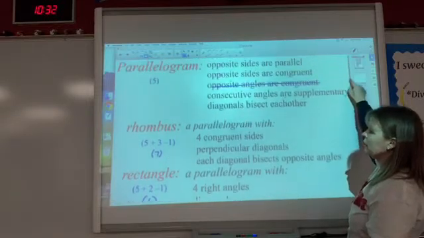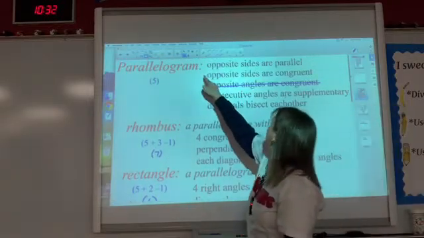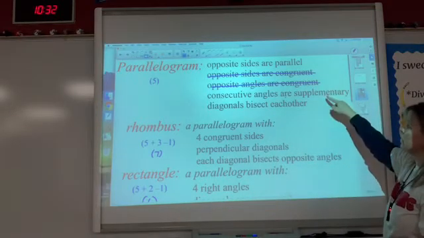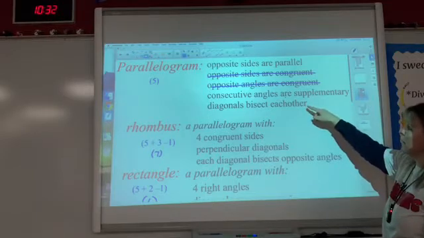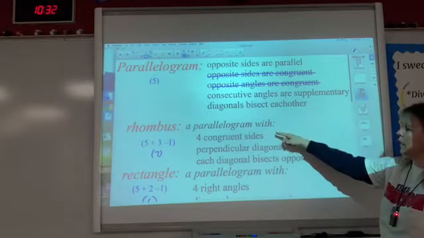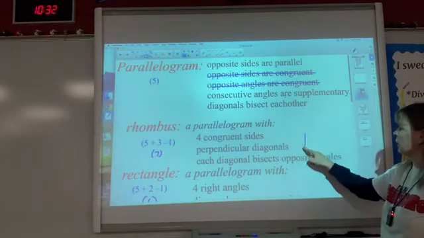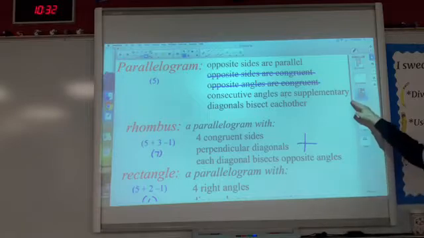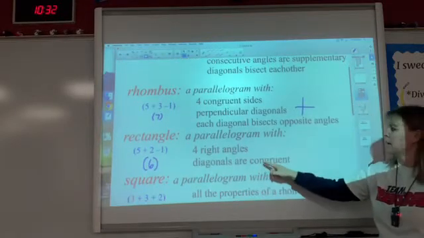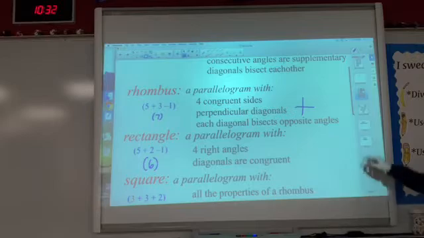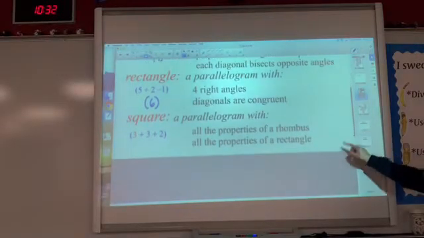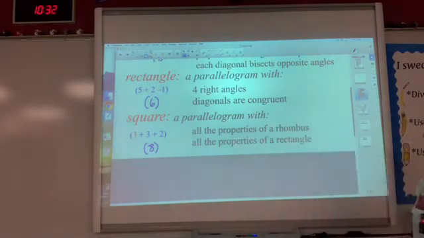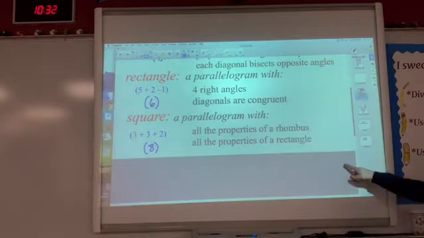So if we go back up and look at the properties of the square, all opposite sides are parallel on a square. Consecutive angles are supplementary on a square. Diagonals bisect each other. It has 4 congruent sides. Diagonals are perpendicular, making 90 degrees. Each diagonal bisects opposite angles. It also has 4 right angles and diagonals that are congruent. So altogether, it has 8 properties. Parallelogram has 5, rhombus has 7, rectangle has 6, square has 8 properties.